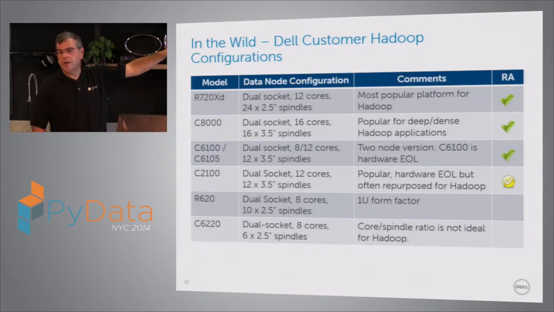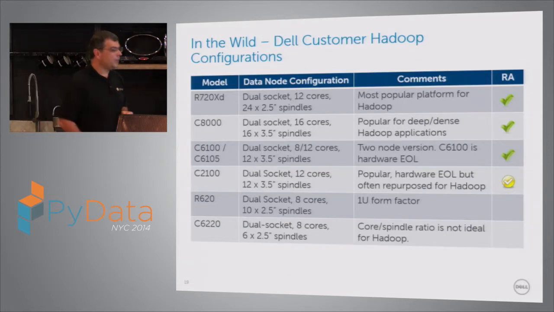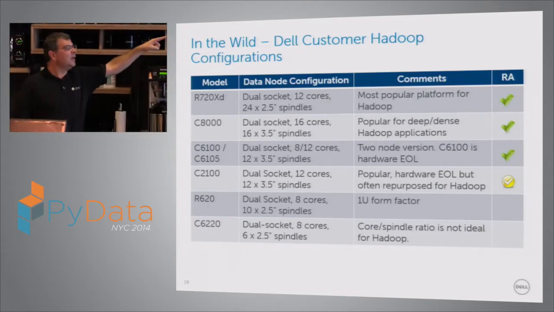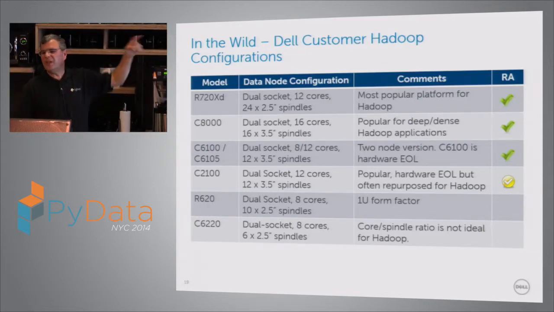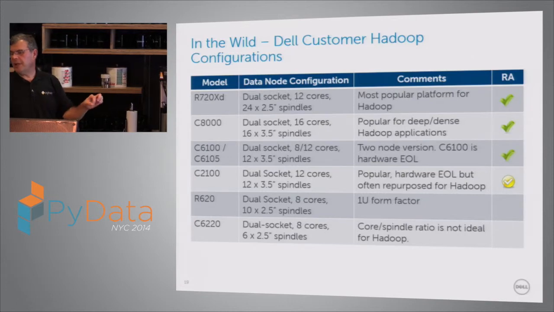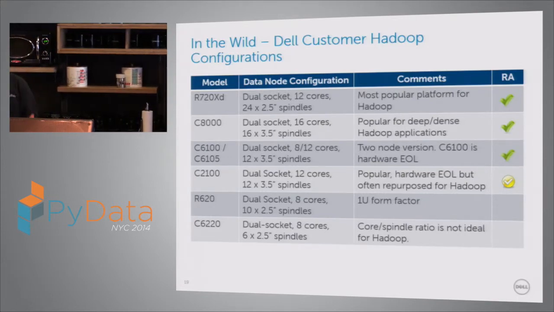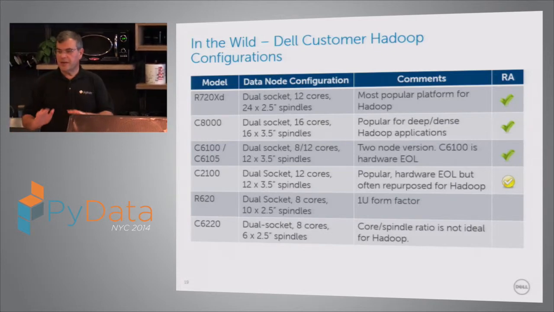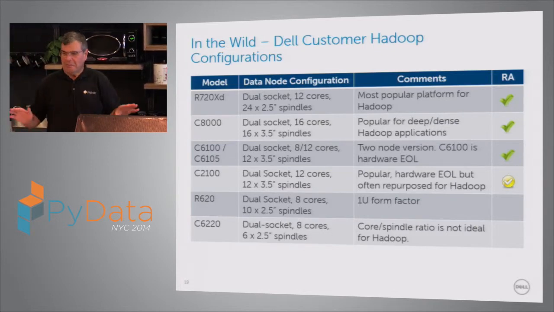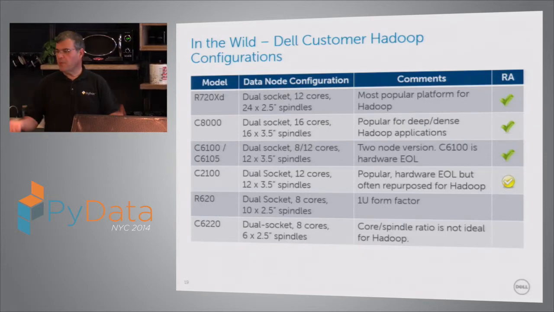Mostly 12 cores and an awful lot of people running the 24 2.5-inch drives. There's another model, C8000. It's popular for really what I would call deep applications. With Hadoop, Hadoop is for people that use their data. You'll hear us saying that it's the cheapest storage system out there, and I don't agree. There's cheaper ways to store data reliably, but if you want to process the data, you can't beat Hadoop, because every time you add storage, you add processing.